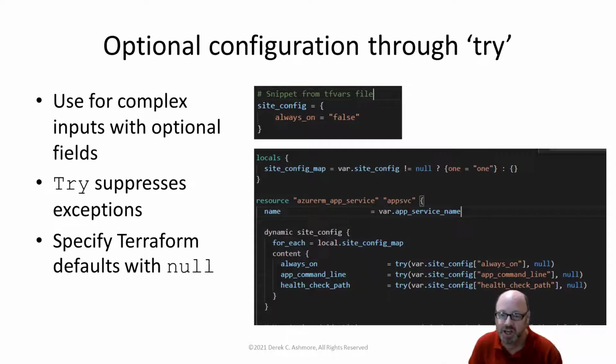Basically what the try function does is, in this case, let's take the always on line. It tries to interrogate an always on field in the object that's being passed to it. If it finds it, it uses it. If it doesn't, it uses null. And in this case, it'll find it, but it won't find the app command line or the health check path. Null in Terraform basically defers the selection of the default to either the Terraform cloud provider or even the cloud vendor itself. I don't want to get into the business of trying to superimpose my own defaults for things.